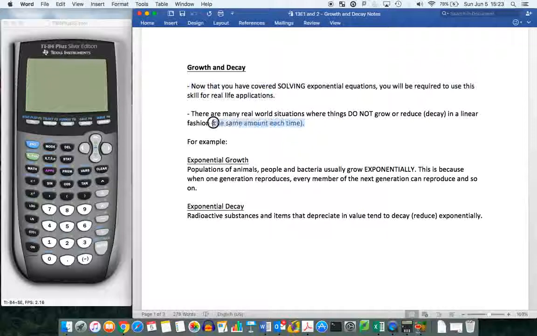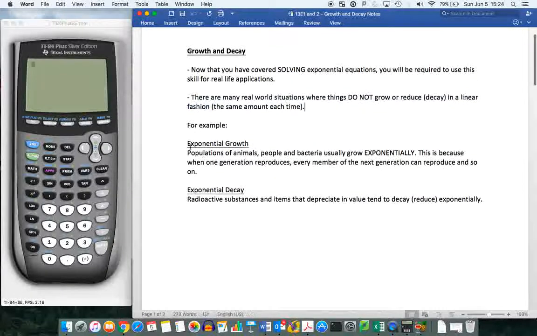That's because there are many real world situations where things do not grow or reduce in a linear fashion, or by the same amount each time. Some examples of this, especially populations of animals, but also people and bacteria, usually grow exponentially. That's because when one generation, let's say one parent, can have two offspring, then each of those offspring can have two as well.